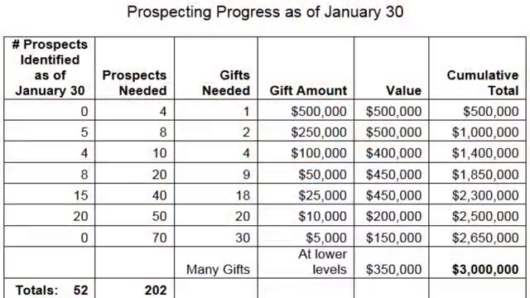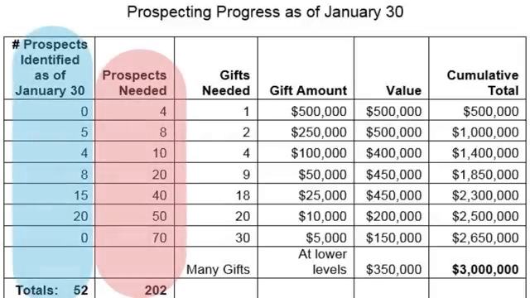Let's continue the example. Let's say you are 30 days into the effort to identify and assign target codes to major gift prospects. It's late January, and here are the number of major gift prospects identified so far. If you compare the number of prospects needed to the number of prospects actually identified so far, you can see that we fall short, but we've got more prospecting to do. So let's say you prospect for another 30 days and the number of major gift prospects grows quite dramatically.